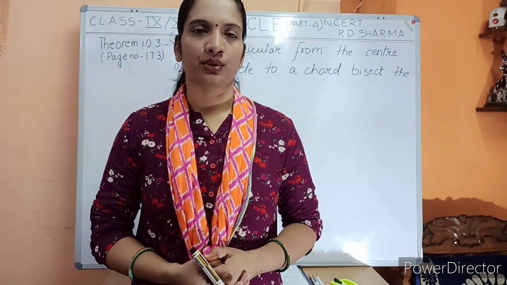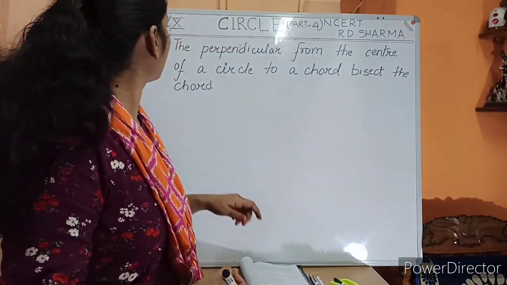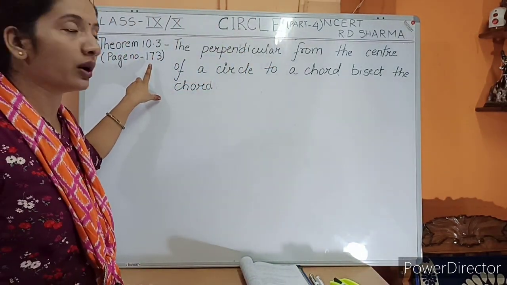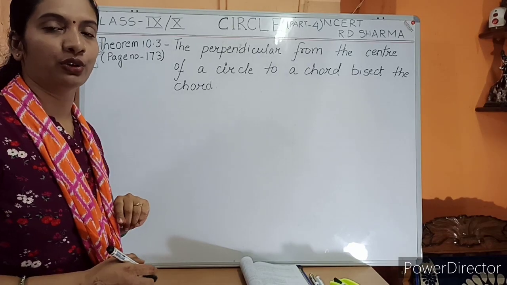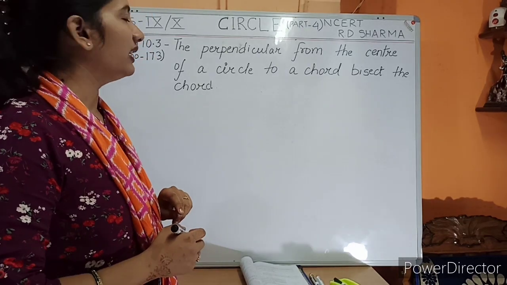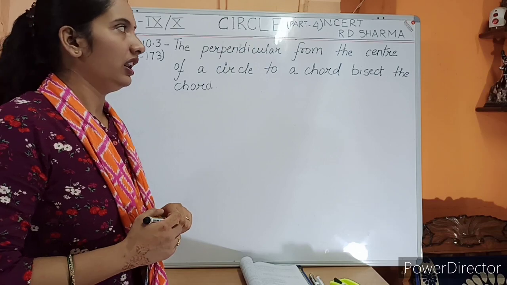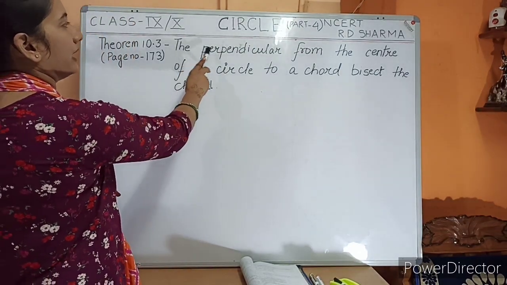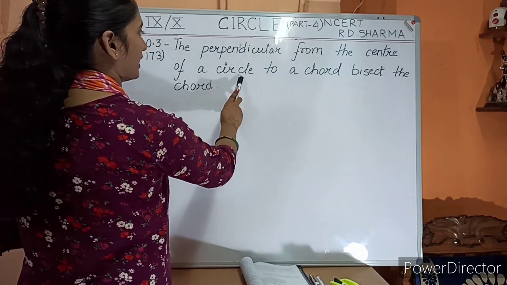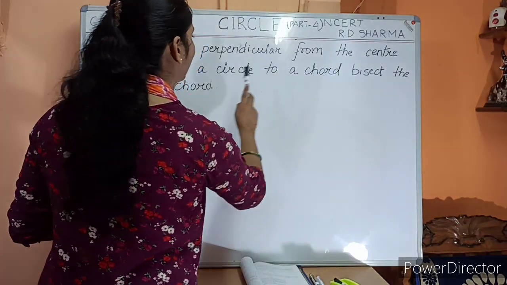Today we are going to do theorem 10.3. It is given on page number 173 of NCERT. You may check it out from there. Let me read out this theorem for you all. It says that the perpendicular from the center of a circle to a chord bisects the chord.